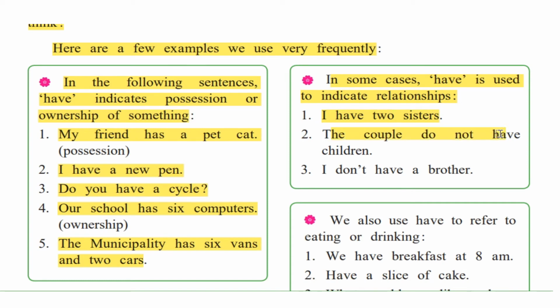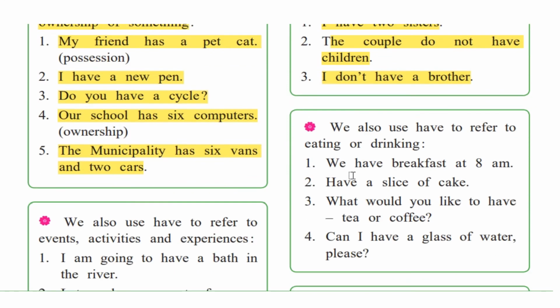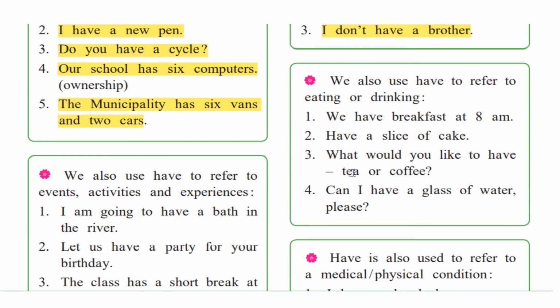The couple do not have children. Now here, have is used in a negative form. So do not. So the couple do not have children. So this shows that they do not have any children. I don't have a brother. Here again, it is used in the negative form, and we say, I don't have a brother. Now let's look at another example.